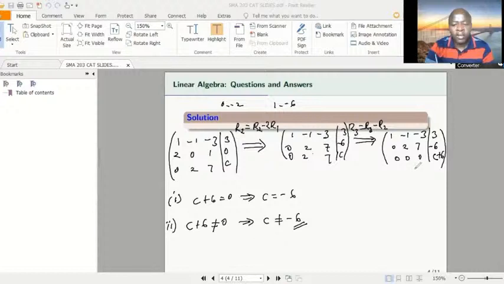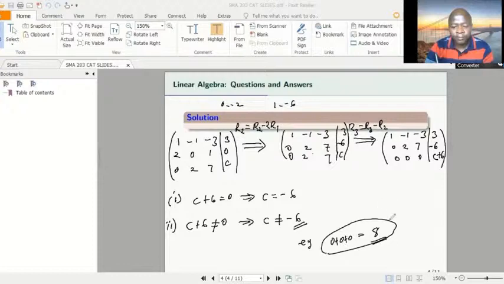For instance, if C is 2, you would see that the left side will be 0, 0, 0. 0 plus 0 plus 0 is equal to, if C is 2, then it will be 8. And this is not possible. It is not possible that 0 plus 0 plus 0 will be 8. So that means the system would have no solution.